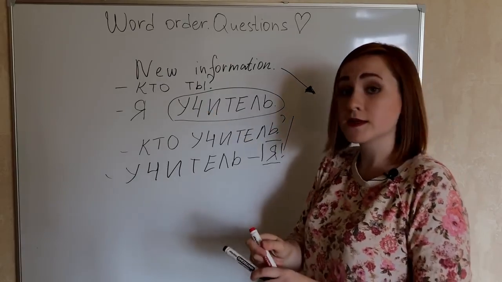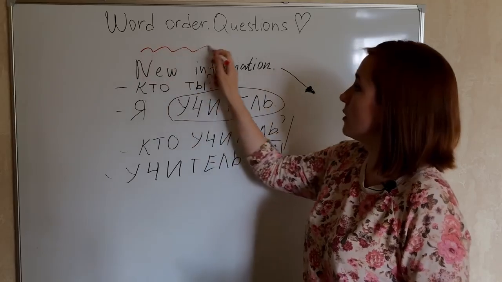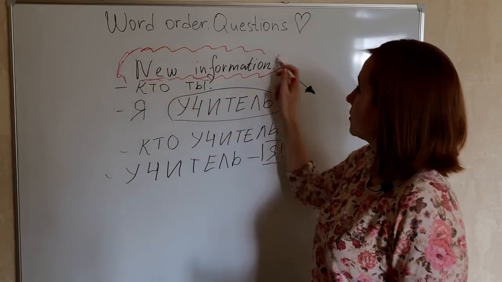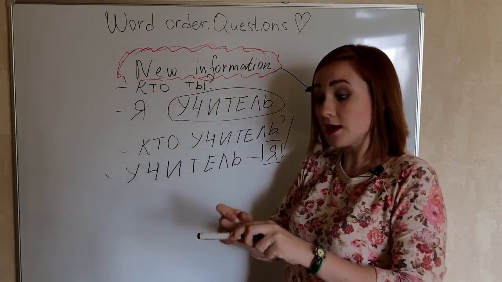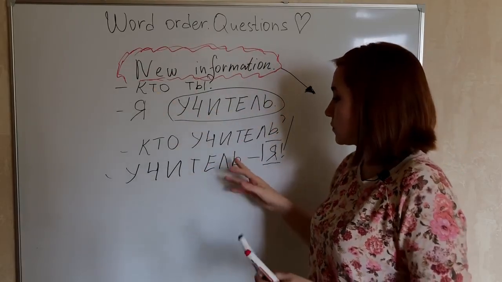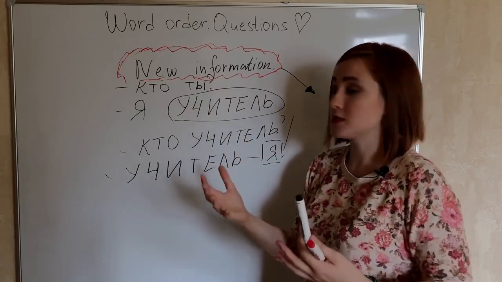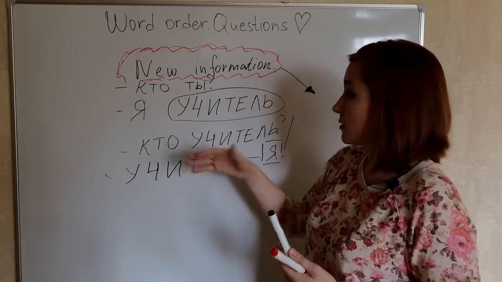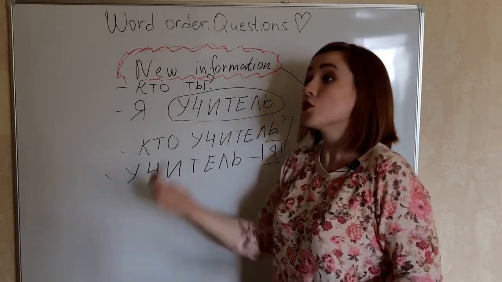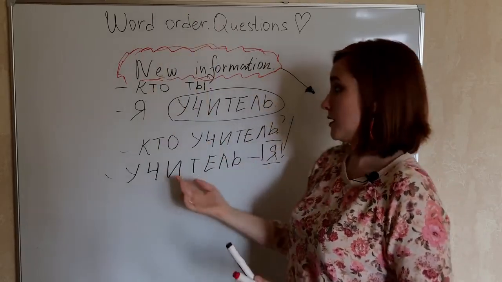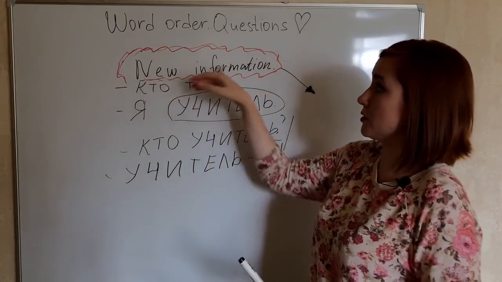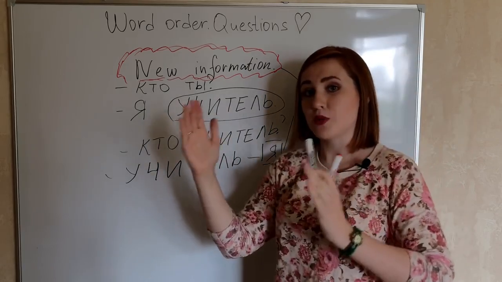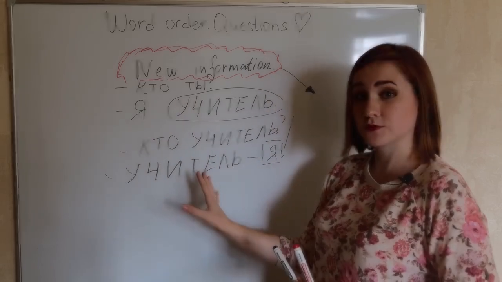So remember this quick tip. It will help you in reading when you need to understand what's the main point, the main meaning of the sentence. You will start feeling that difference, that intonation of the sentence. Я учитель or учитель я. It can be anywhere. Remember, new information usually is in the last part of the sentence.